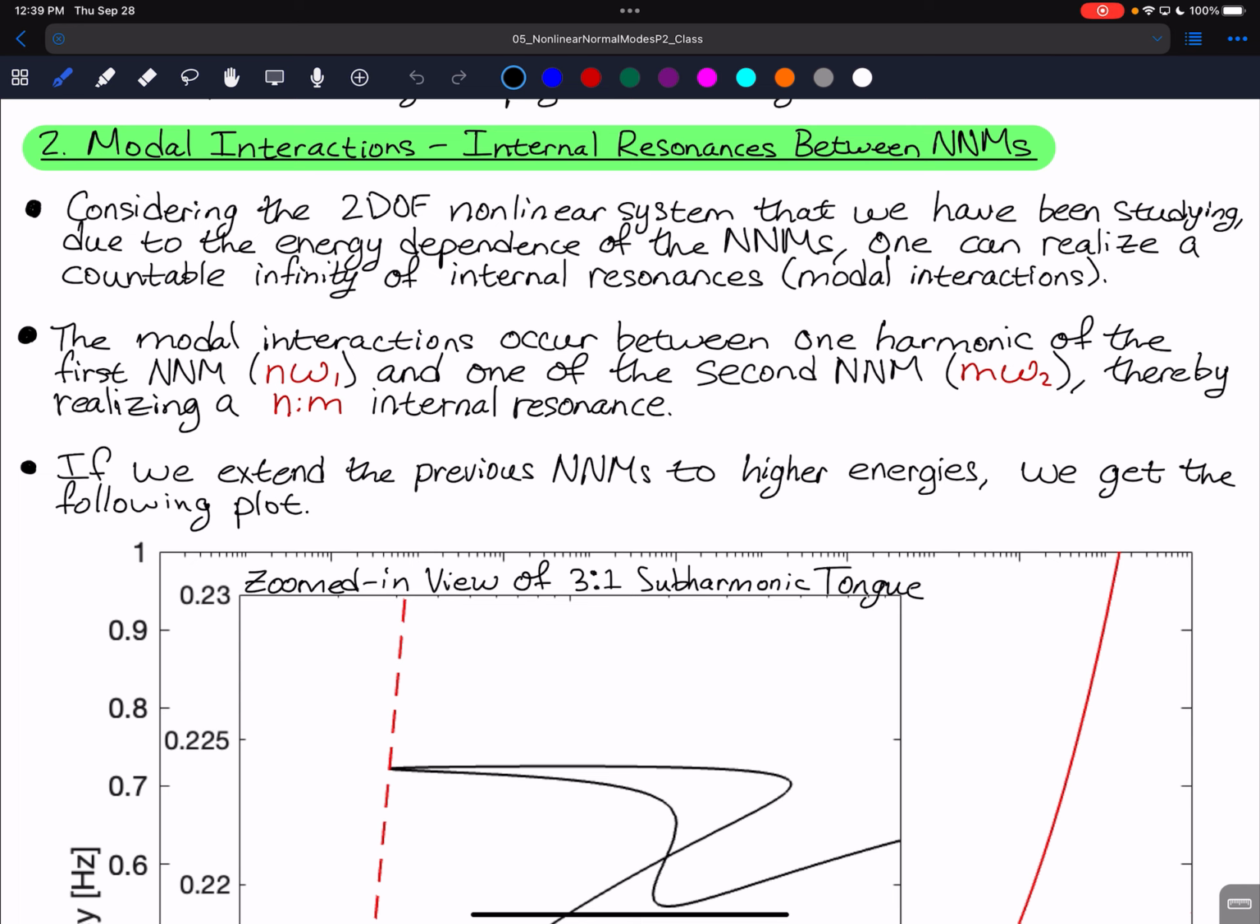And what we'll end up being able to find is that you can realize a countable infinity of internal resonances or modal interactions. And so each of the nonlinear normal modes will have harmonics associated with it. So oscillations that occur twice, 3 times, 4 times, etc. its frequency, as well as superharmonics as well. And as a result of that, because of those extra harmonics, we can end up realizing some commensurate integer relationship between the 2 nonlinear normal modes, which then leads into the internal resonance, which we studied in the multi-degree of freedom system with multiple scales.